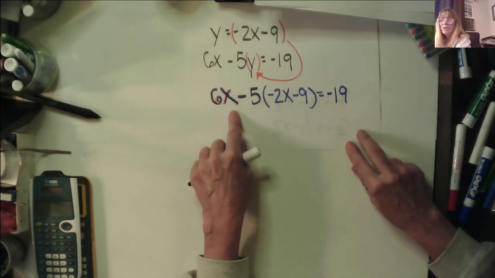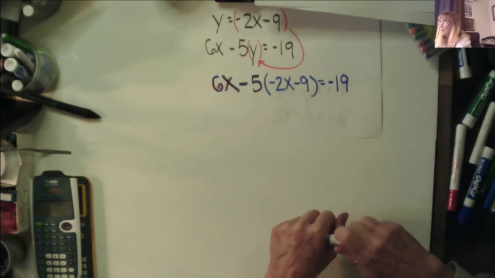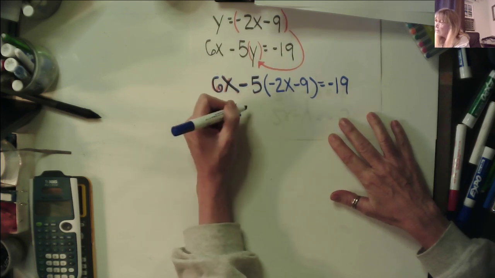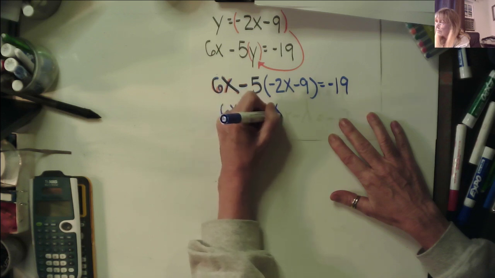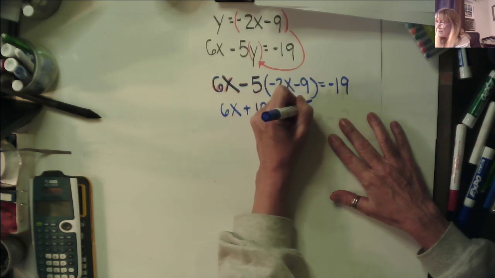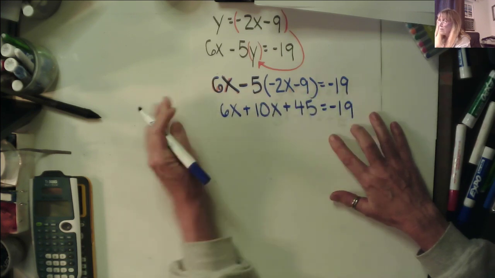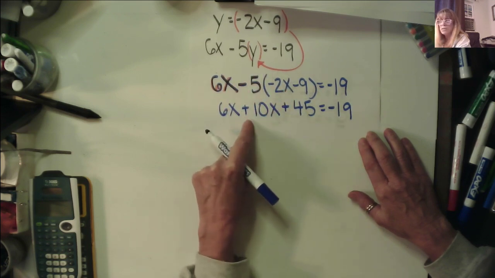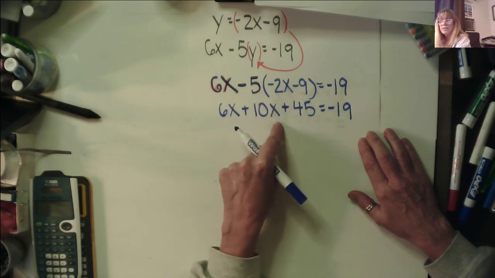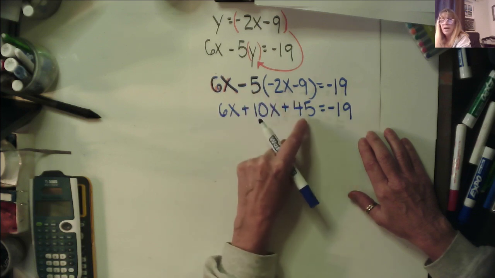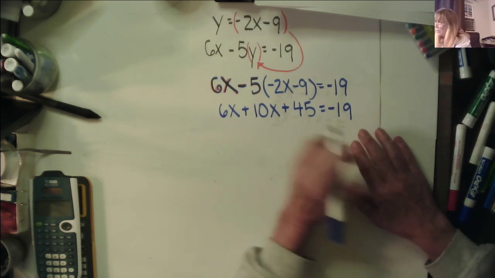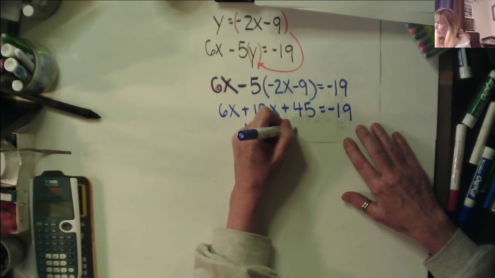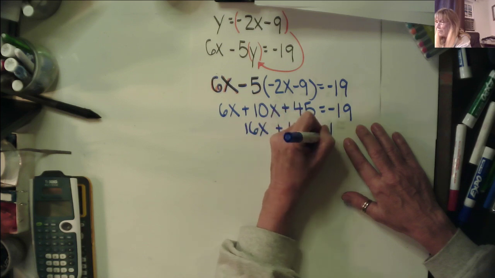So this time we have our x's. So now let's keep going. So I have 6x plus 10x plus 45 equals negative 19. Now how did I get that? Negative 5 times negative 2x. Negative times negative is a positive. 5 times 2 is 10. And of course we have our x. And the same thing here. A negative 5 times a negative 9 is a positive 45. So let's collect. We have 16x plus 45 equals negative 19.